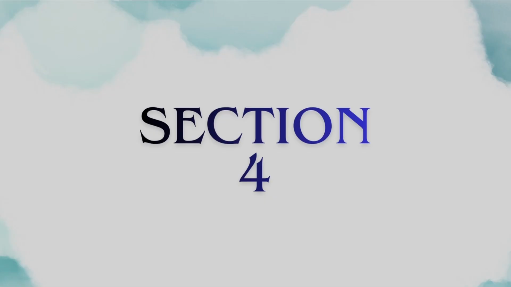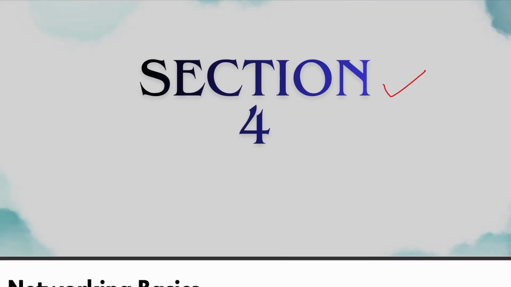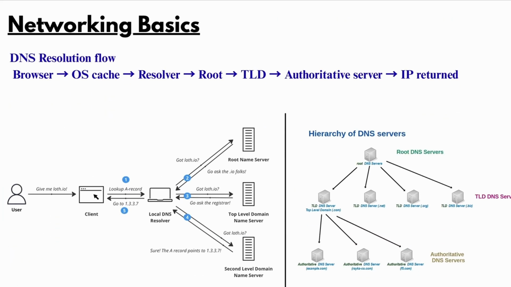The next section is section 4, which is also a very important part of system design. The next part is about networking. Networking is very important if you want to communicate between two systems, or get data from the main server. If you click a button on your website, how does the actual flow happen? You can see how DNS resolution happens.